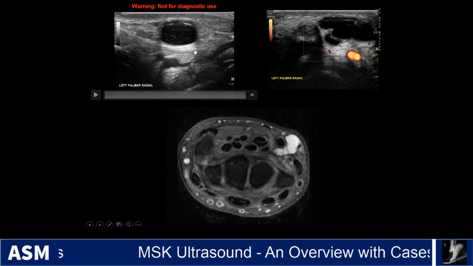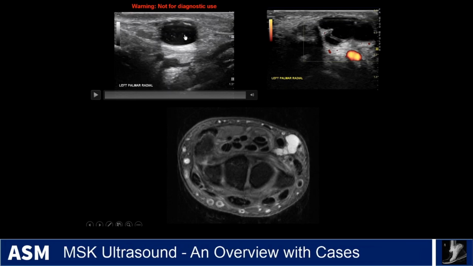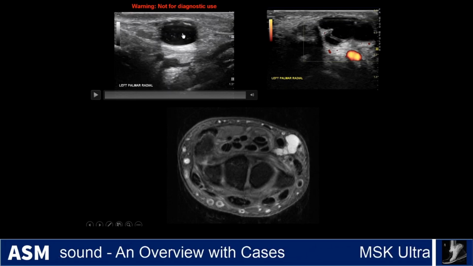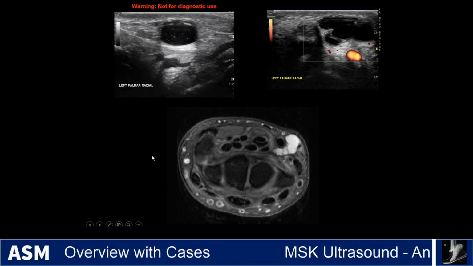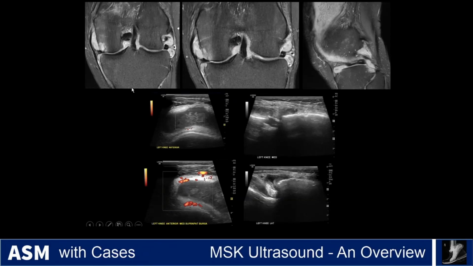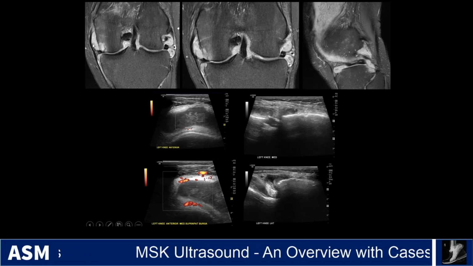And if you notice, there's a lot of posterior acoustic enhancement, and it's not totally anechoic. There's echogenic foci within it, and some less echogenic but still not anechoic material. And so this is probably going to be one of those honey-like cysts where you may have a difficult time aspirating without lavaging.